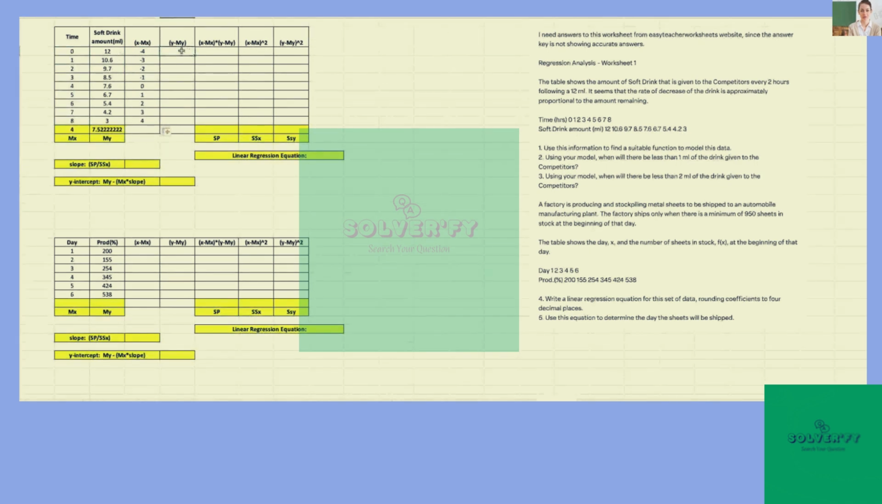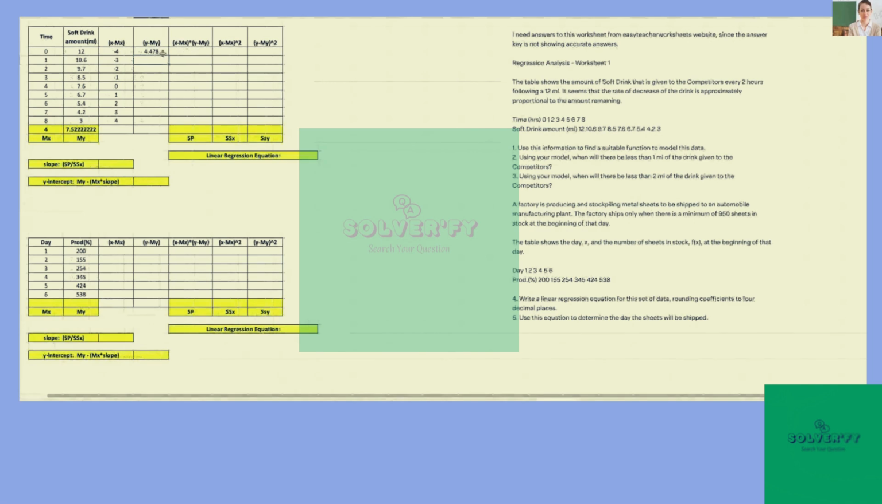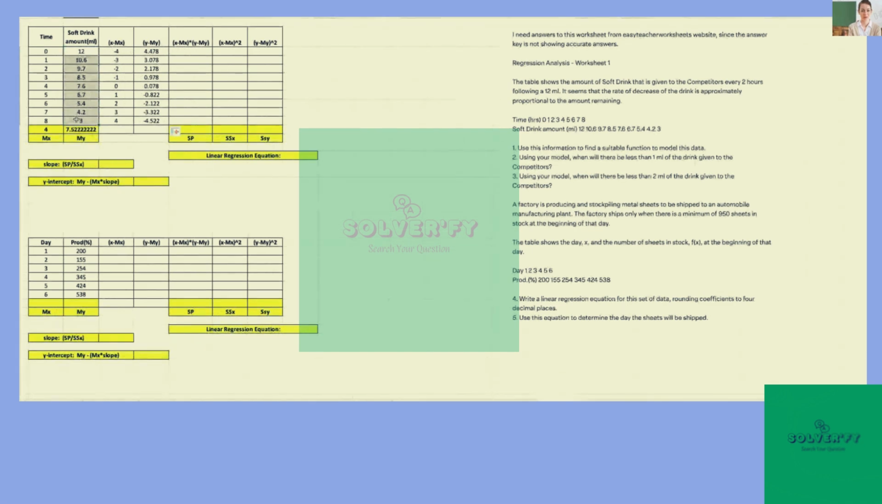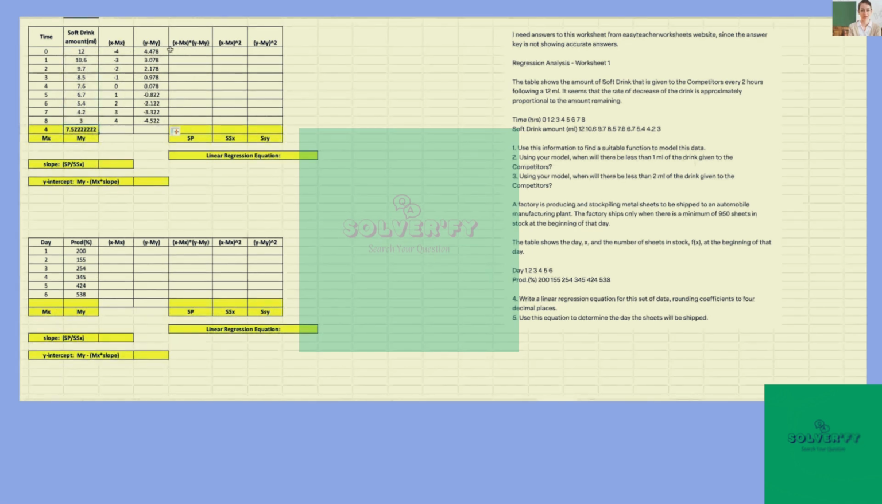Then you're going to take each one of your Y values, so for example 12, and you're going to subtract your mean of Y. So I'm just going to do 7.522. I'll just go out 3 decimal places. And then I'm going to drag this down. It'll do the rest. It will find the difference between the rest of these and my mean of Y.